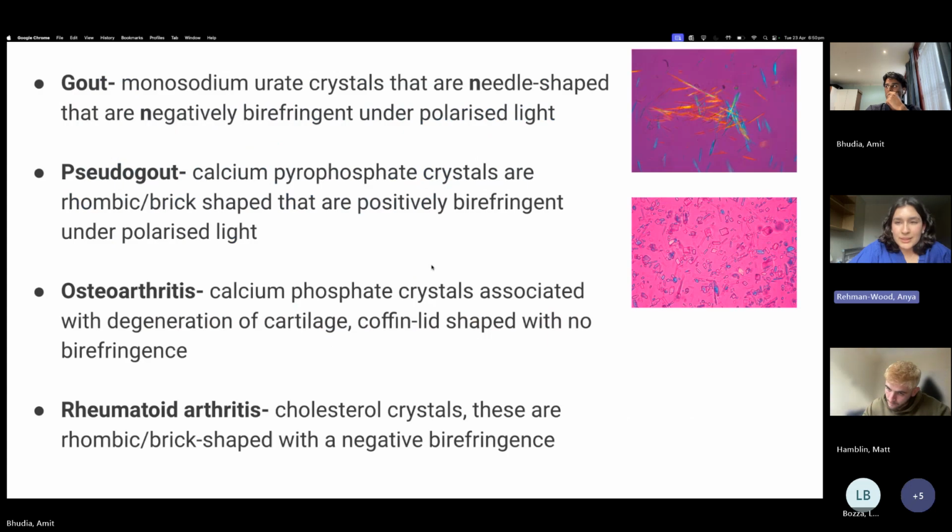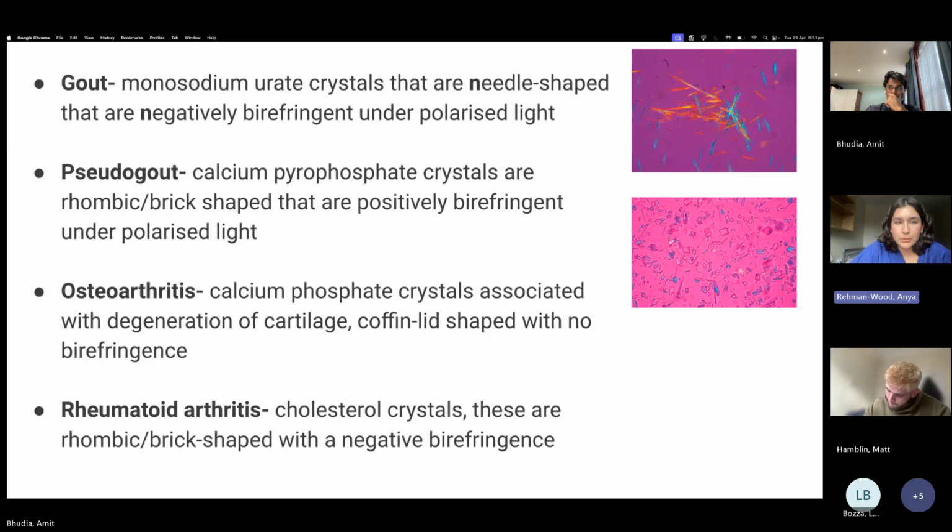Because I think if you're suspecting osteoarthritis, you're very unlikely to actually investigate it with synovial fluid analysis. But maybe it's worth just being aware of the buzzwords, like the coffin shape for SBAs like this. But I think in real life, you're not going to do synovial fluid analysis. I think the important ones you need to know for the exams are the gout and the pseudo-gout.